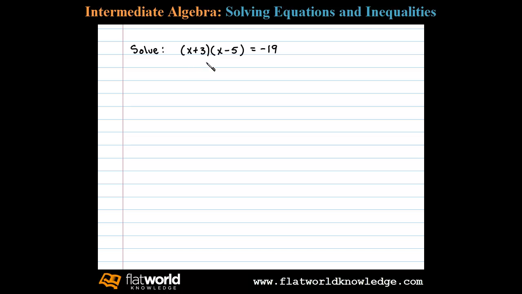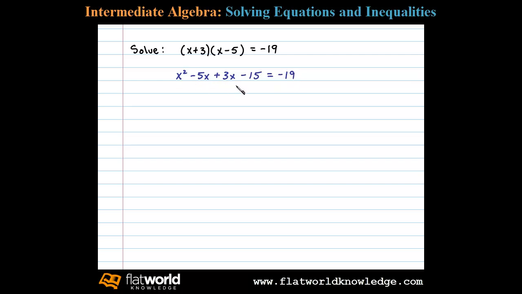Solve the quantity x plus 3 times the quantity x minus 5 equals negative 19. Let's begin by writing this in standard form equal to 0. To do that, we need to apply the distributive property. In this case, we have x squared minus 5x plus 3x minus 15 equals negative 19.